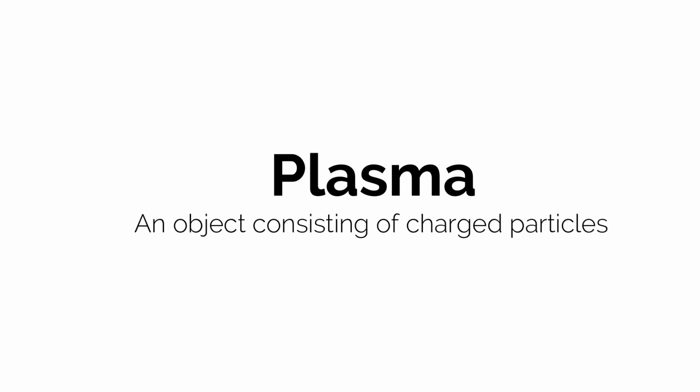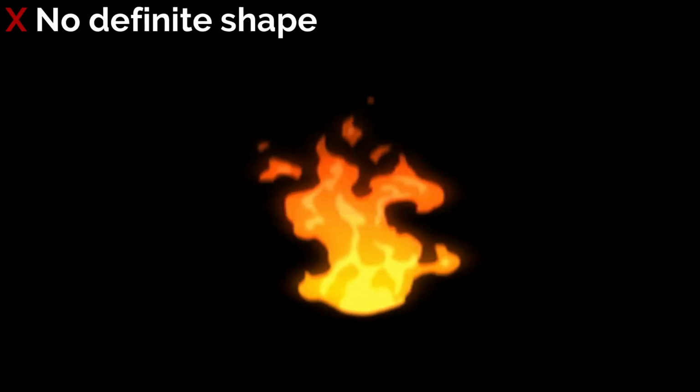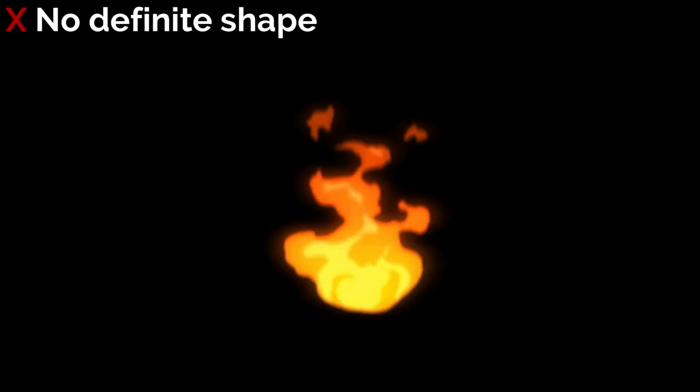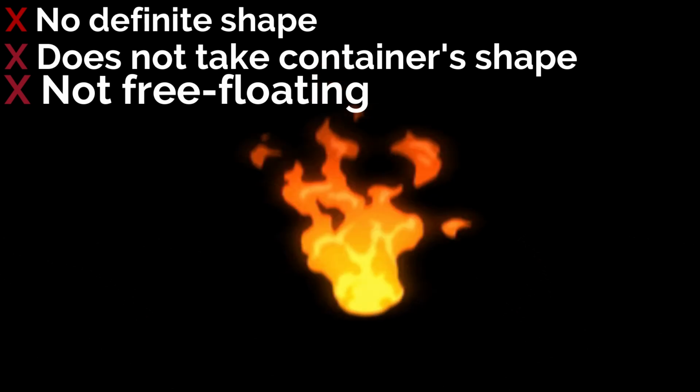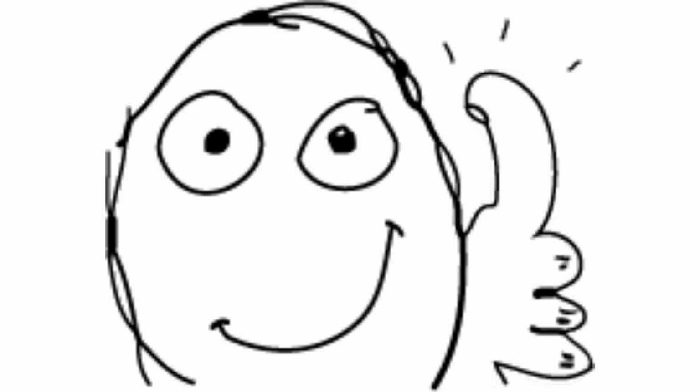Now, there exists a fourth state of matter, although not as common or easy to replicate as the others. It is called plasma. Plasma is basically a substance that has charged particles going around through it. One form of plasma is commonly known as fire. Fire is considered a plasma because it does not fit the definitions of the other three phases that we talked about earlier. It has no definite shape like a solid. It does not take up the shape of its container like a liquid, and it is not freely floating like a gas.